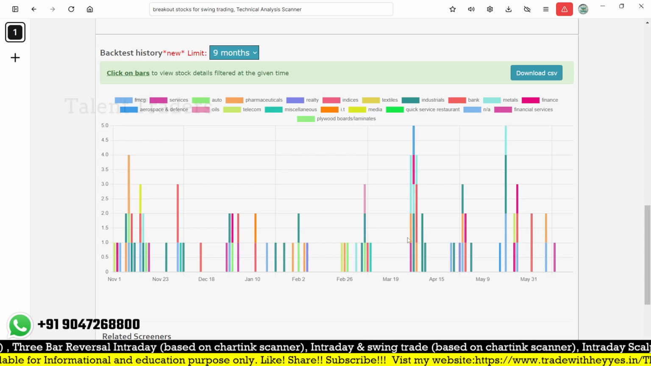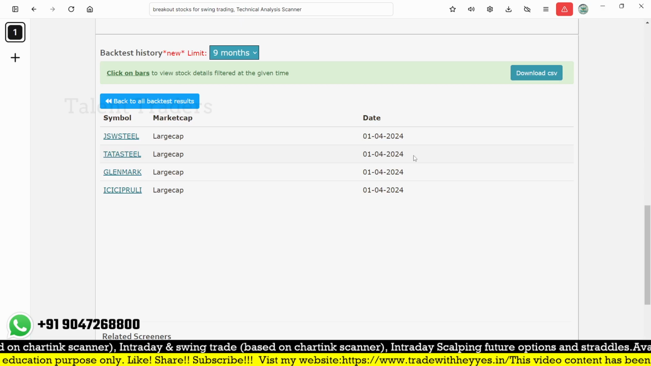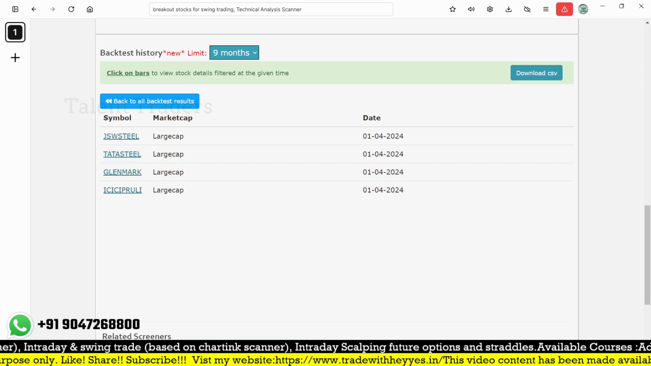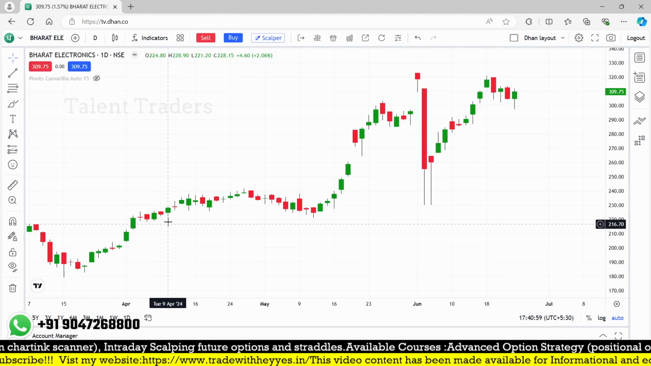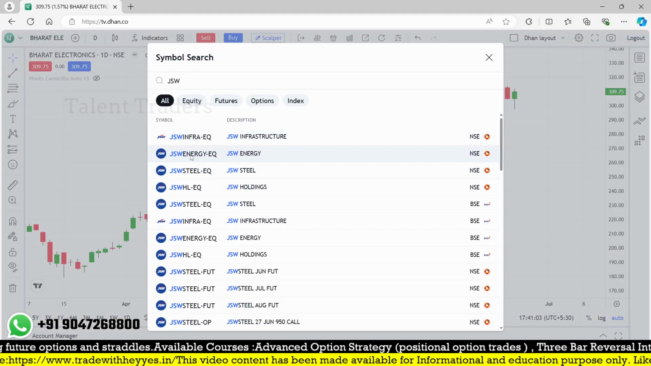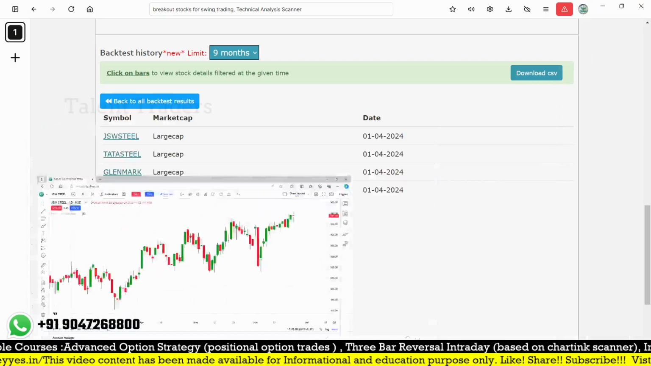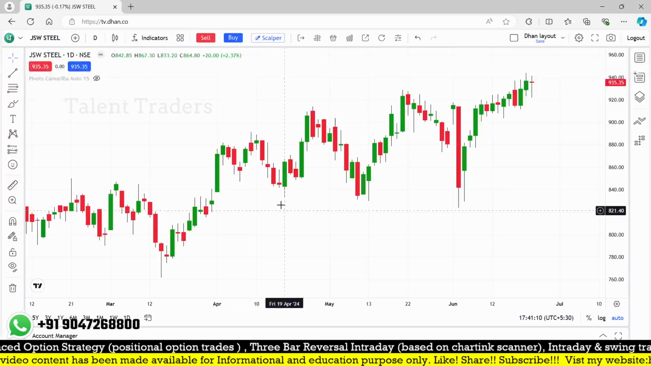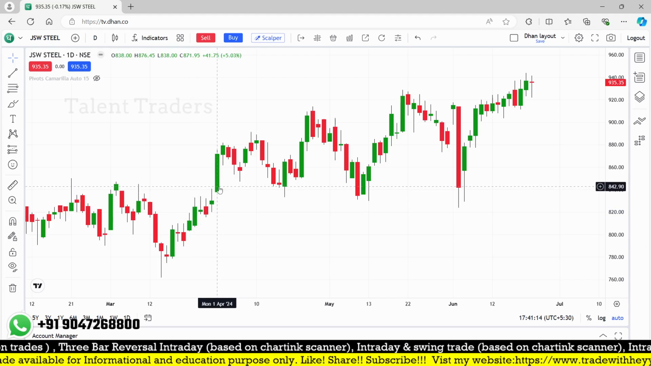I'm just taking, for study purposes, JSW Steel on 1st of April, and Tata Steel, Glenmark and ICHW. This is a scanner which never gives you repainting values. So let me go for JSW Steel, and it is one more breakout kind of thing. Let me find JSW on 1/4, the 1st of April, right?